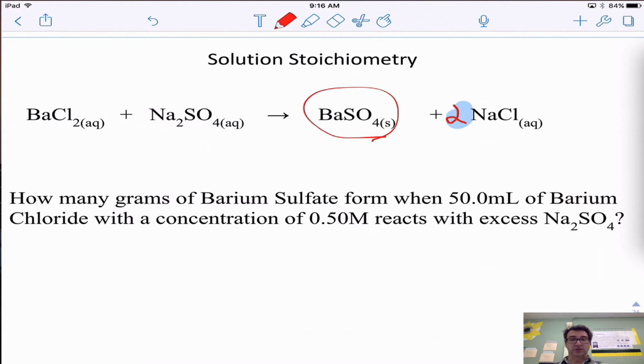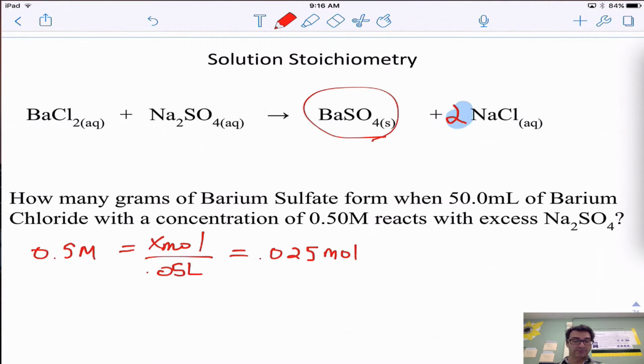Just like with any other stoichiometry problem, the idea is to get the number of moles. So I can use the molarity: 0.5 molar equals X moles divided by 0.05 liters. When I do this, I get 0.025 moles. Now, this is of barium chloride, BaCl2. They want to know about BaSO4, so I look at the mole ratio, just like in a normal stoichiometry problem. Every one BaSO4 is formed from every one BaCl2 reacting.